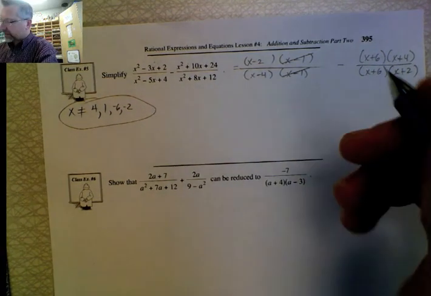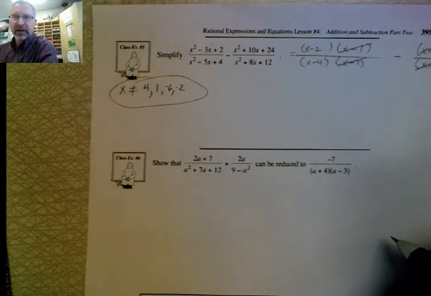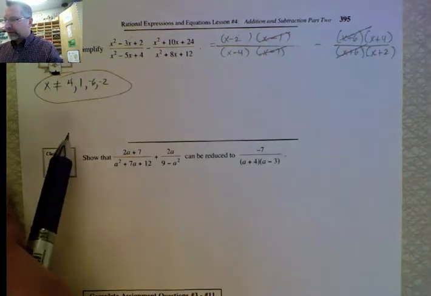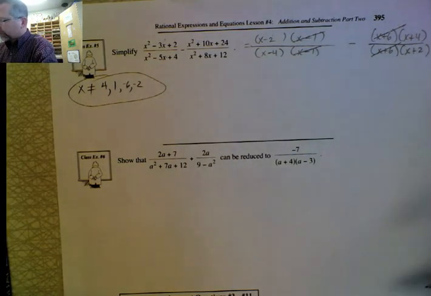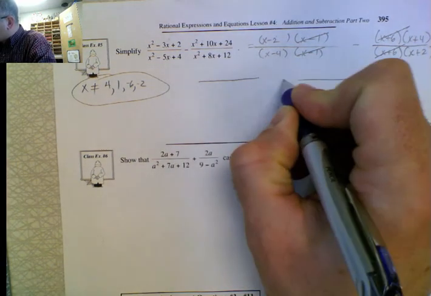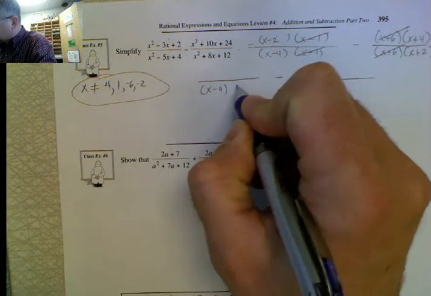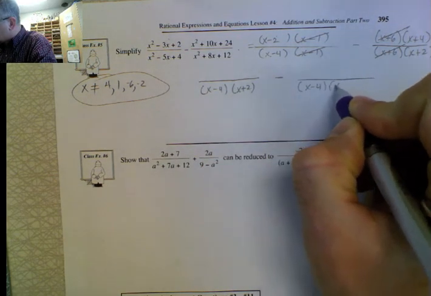You've got x plus 6 that is the same in the second set. So what you're ending up being left with is (x minus 2) divided by (x minus 4) and (x plus 4) divided by (x plus 2). So when we go to make our common denominator here, x minus 4 is going to be part of our denominator and x plus 2 is going to be part of our common denominator.